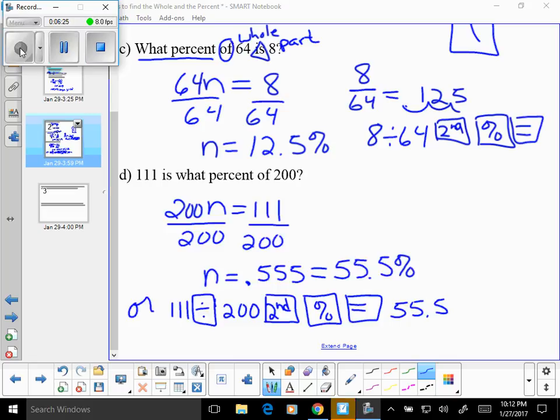All right class, here's what you should have gotten, 55.5%. If you did not choose to use your second function percent key process, you're going to get 0.555. Remember, you'll need to shift your decimal point. That's a lot to remember, so why not learn to use your percent key? 111 divided by 200, second function key, percent key, equals 55.5. Don't forget to write your percent sign.